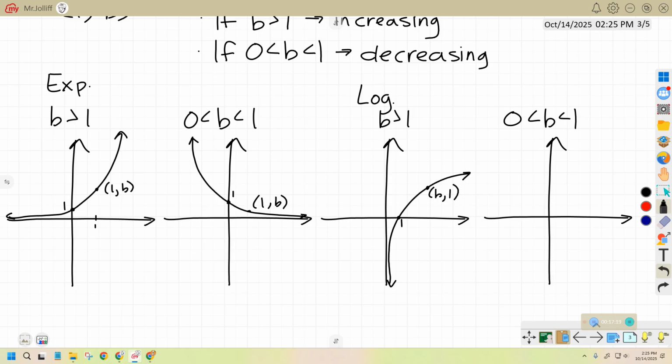Similar idea. We know this is decreasing. So this guy starts up here and comes down like this. Same y-intercept. Should b be to the left of 1 or right of 1?